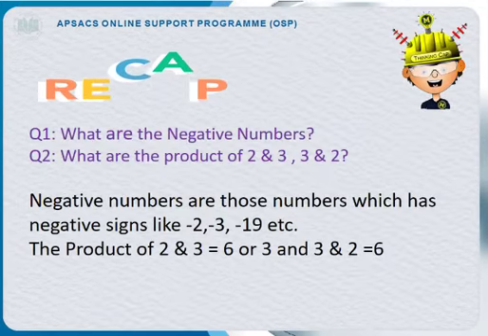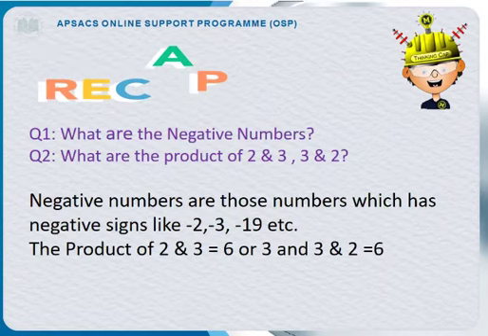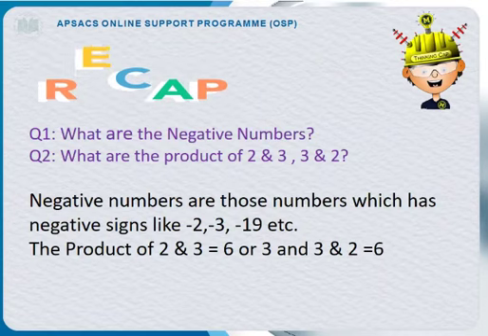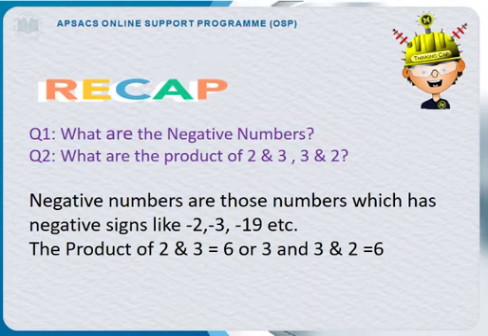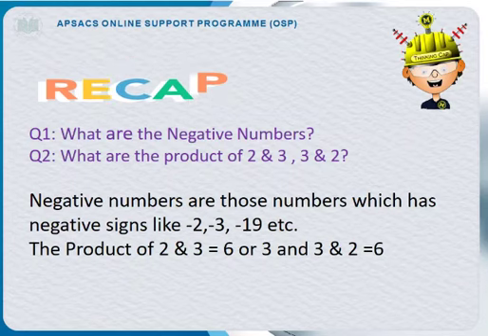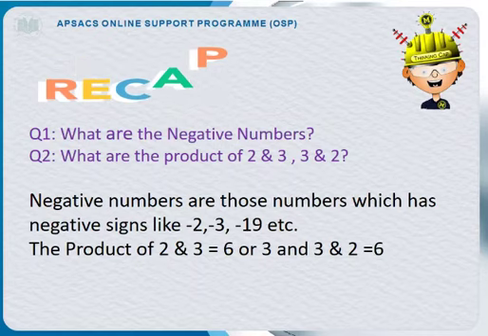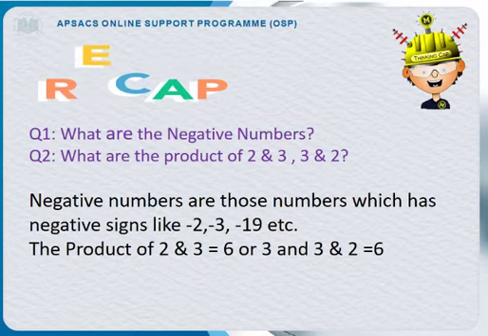Let's do a quick recap. Question number 1 is, what are negative numbers? All those numbers which have a negative sign, we call them negative numbers. Now here you can see examples: we have -2, -3, -19, or any number which has a negative sign, you will call it a negative number. Now here's question number 2. What is the product of 2 and 3 and 3 and 2? Are they both equal? Yes. The product of 2 and 3 and 3 and 2 is 6 and they both are equal.